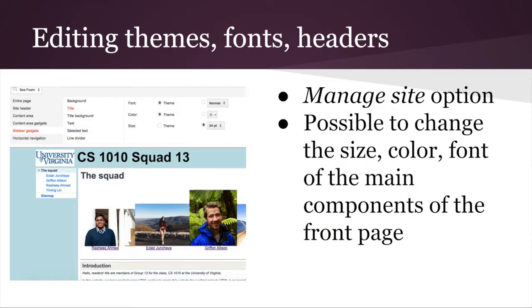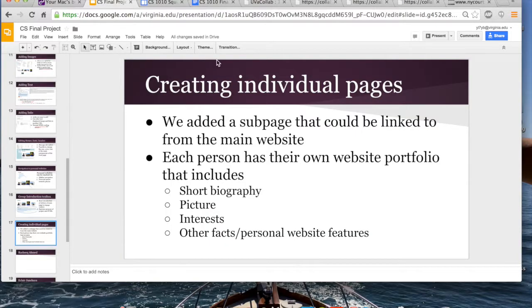The next step is editing themes, fonts, and headings, which are a lot of the design aspect to make your website more appealing. So first you would use the Manage Website option, and then you would choose the different themes that we use, and then it is possible to change the size, the color, the font of the main components of the front page based on an individual's aesthetic design and taste. Now let's move over and actually see the website itself.